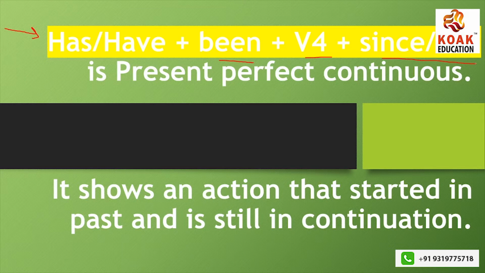Now what does this mean, and why are we calling it present perfect continuous? The reason is, when I say has or have, that is for present. When I say been, in its third form, that's perfect. And when I say V4, we've done it in the introduction of verbs, so it is the ing form of the verb. So it shows continuous. That is present perfect continuous.